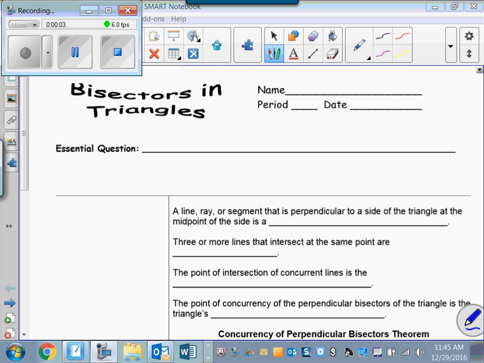In yesterday's lesson, we talked about perpendicular bisectors and angle bisectors. We're still talking about those bisectors today, but what we're going to learn are some special relationships that happen in different kinds of triangles when those angle bisectors and those perpendicular bisectors intersect one another.